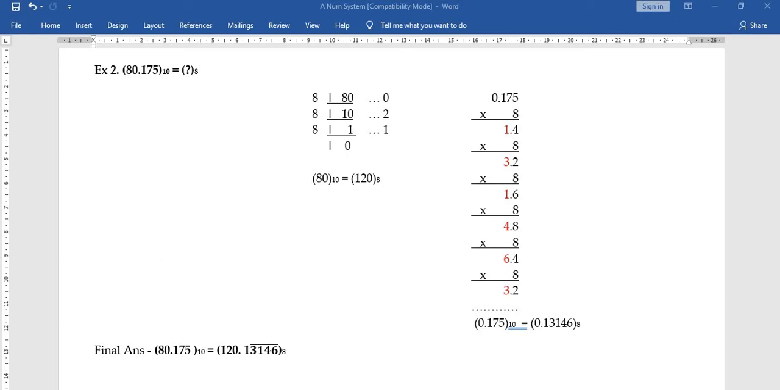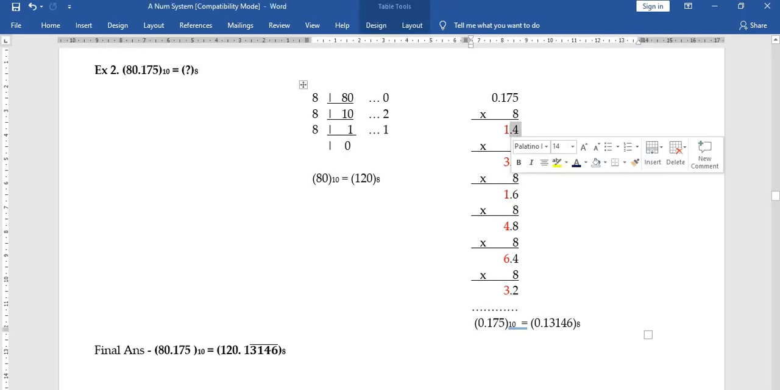But how to convert 0.175? So look at the continuous multiplication process. Multiply 0.175 by 8, you will get 1.4. Please do it yourself. Please don't copy the answer from my answer. Okay? But once you get 1.4, do not use the 1, which is the integer part. Use only the 0.4, which is to be multiplied by 8. So this is where you need to be a little careful. Multiply only the fractional part. Therefore, 0.4 to be multiplied by 8, which will give 3.2.